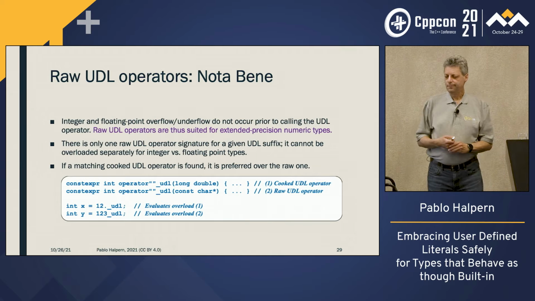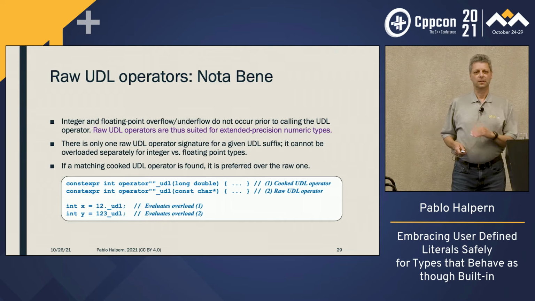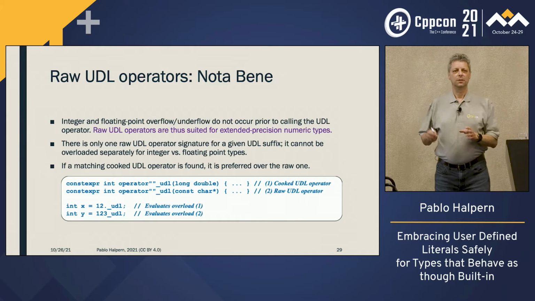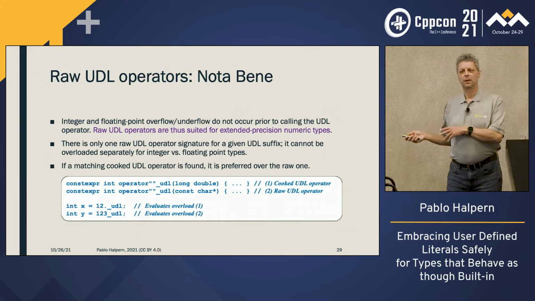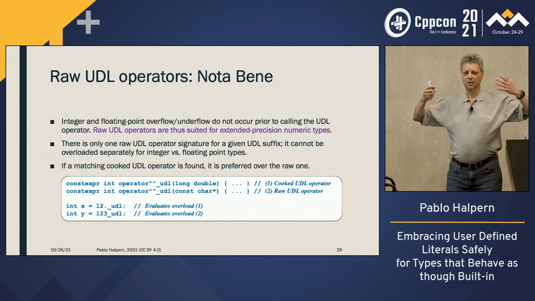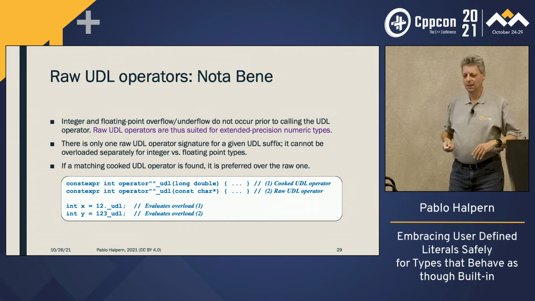Now, again, things to note: you're responsible for overflow and underflow detection. There's only one signature, so if you want to do something different for floating point versus integer, you're out of luck. You can do something different, but you have to return one type.